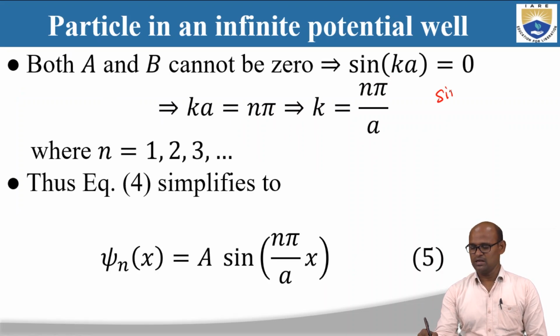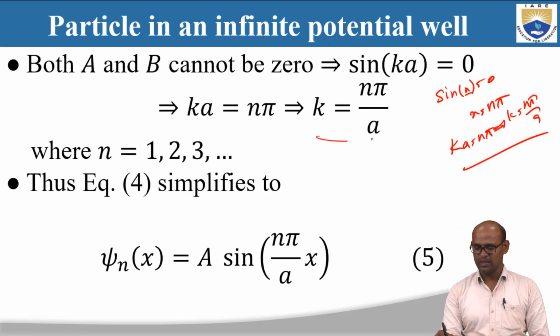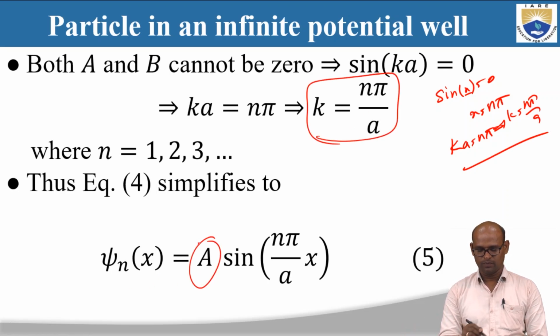Sin of x is equal to 0 for x equal to n pi. That means x is actually ka. So ka must be equal to n pi, or k is equal to n pi by a. So we have calculated this constant k, which is equal to n pi by a. But still we have this a hanging here, right?